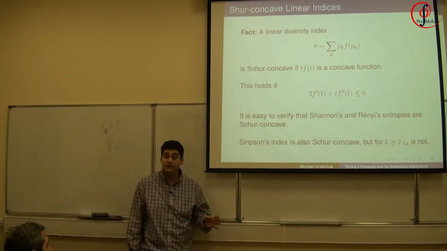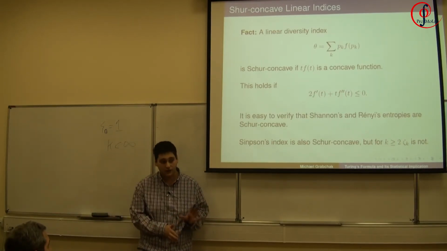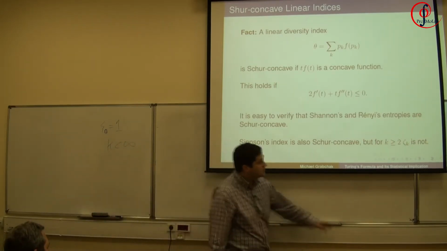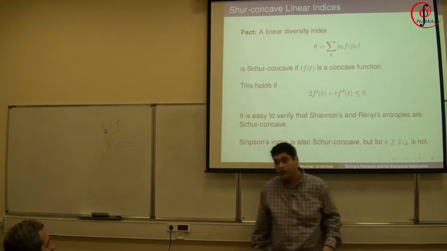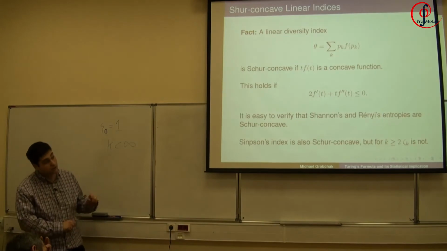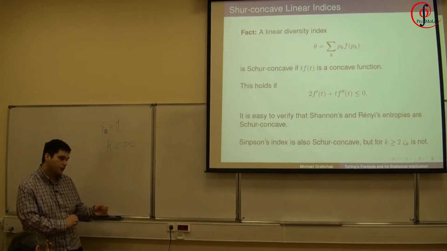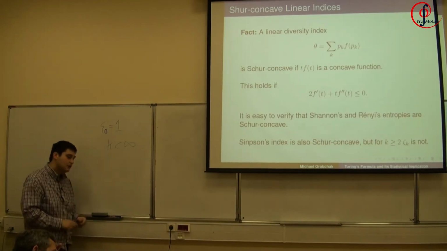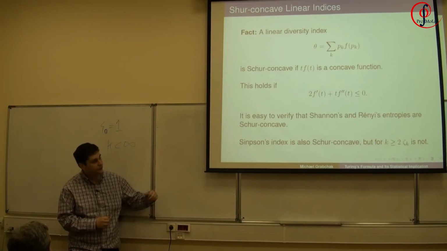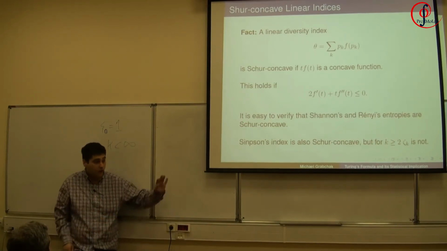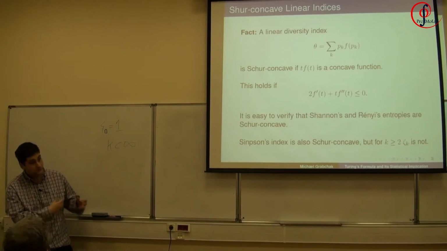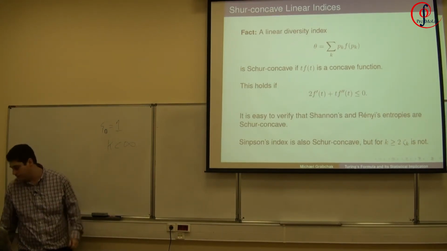We can also show that Simpson's index, the regular Simpson's index, is Schur concave. But it turns out that the generalized Simpson's indices for k greater than or equal to 2 are not Schur concave. So they don't have this property, which on the one hand might make us think maybe they're not good diversity indices. On the other hand, I think we can interpret them in a different way, and even though they don't have this property, there's still something to using them.